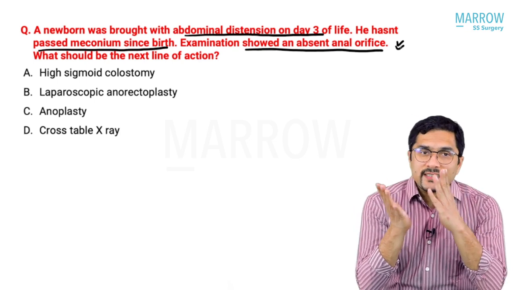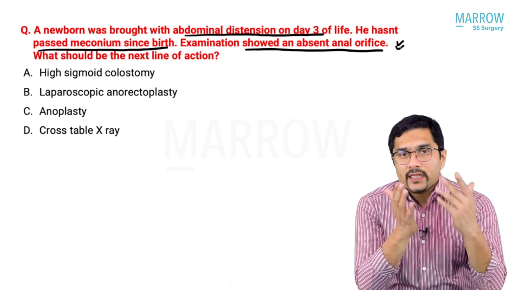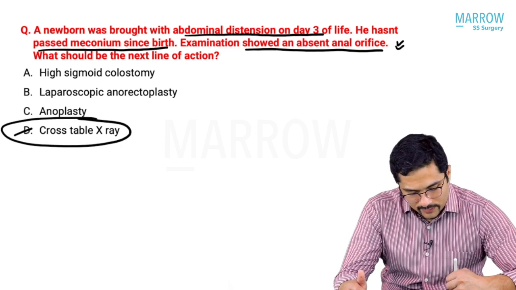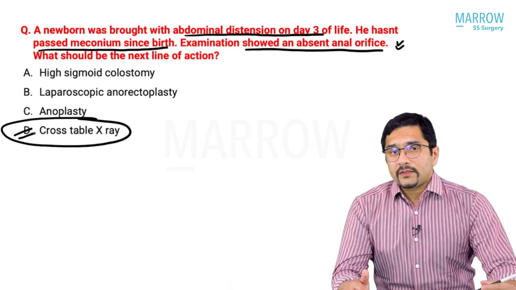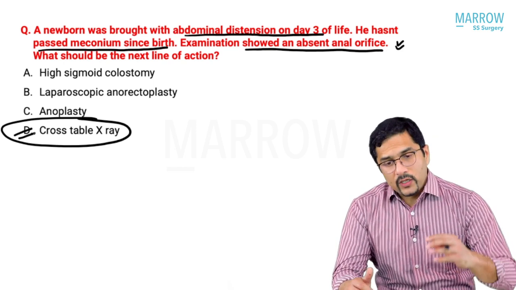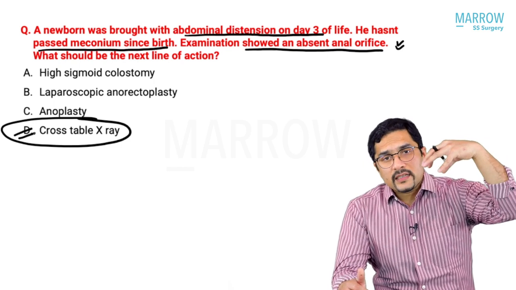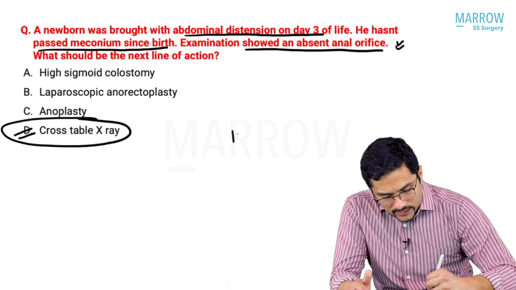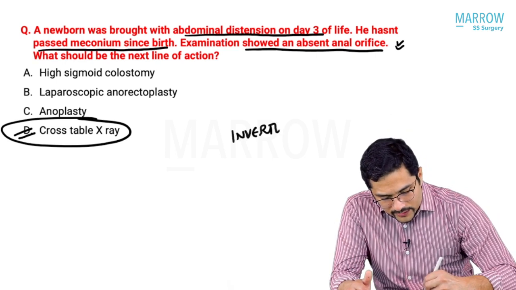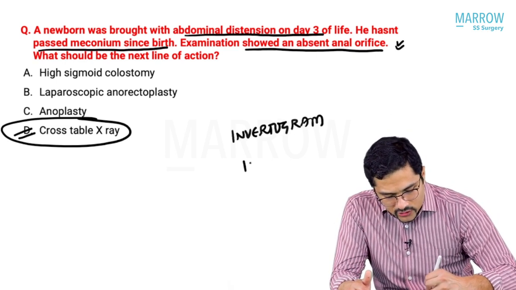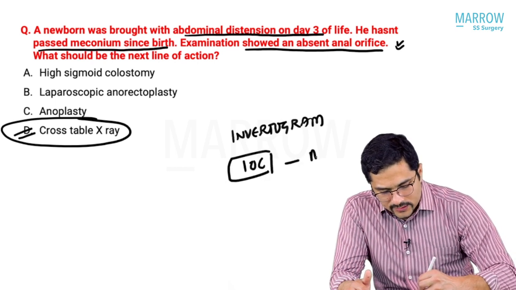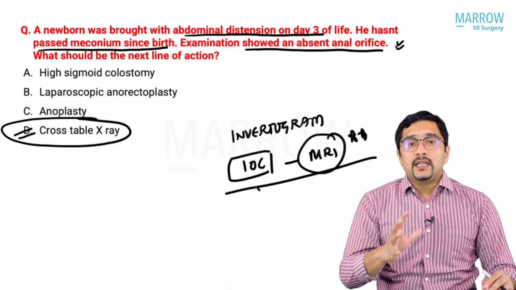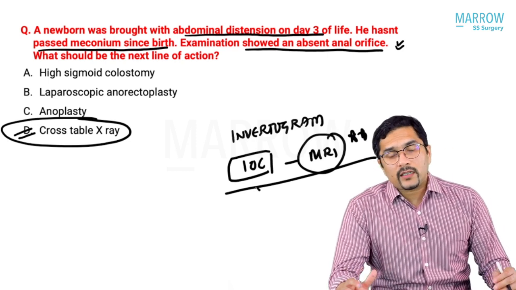So, I have just explained to you this is anorectal malformation, and whenever you get a child with anorectal malformation, the first thing which we do is a cross-table X-ray, right? Because that will show till what level the gas or the air shadow is reaching, right? Earlier we used to do invertograms as well, but the investigation of choice for anorectal malformations these days is a contrast MRI. MRI gives the best anatomical delineation in patients with anorectal malformations.